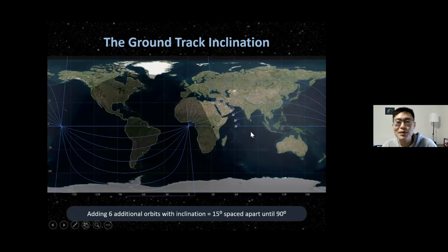So does anybody want to make a guess which line belongs to the inclination of 90 degrees? The straight line? Yeah, which straight line? There's like two. The one perpendicular to Africa.